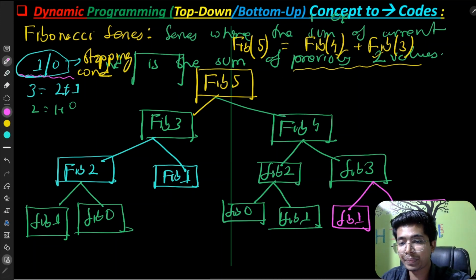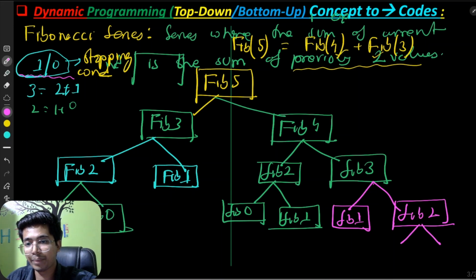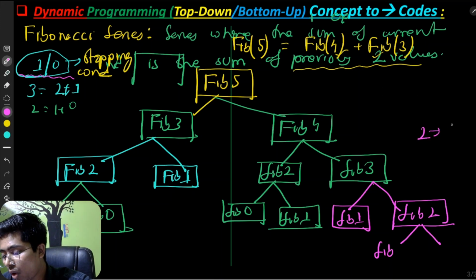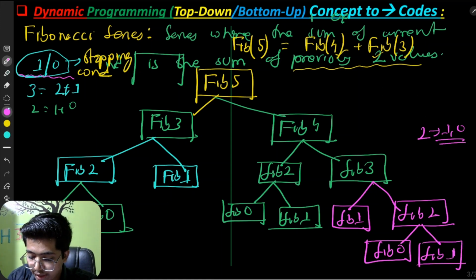So that will be Fibonacci of 2. If we divide it into smaller ones, that is 1 and 0. So we keep Fibonacci of 0 plus Fibonacci of 1. Now observe the main things to notice here.